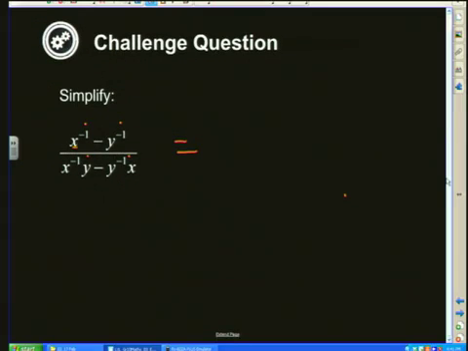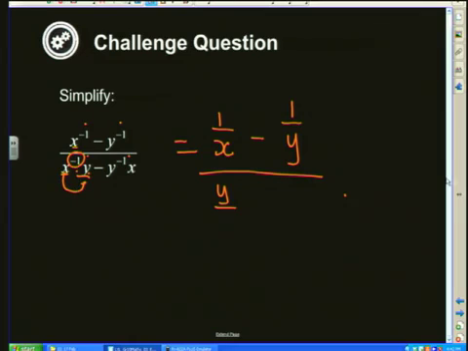I can rewrite x to the power of negative 1 as 1 over x, minus y to the power of negative 1 is 1 over y. And then that's all divided by x to the minus 1 times y. Now this is where, guys, you need to understand your concept. The y is going to stay in the numerator of this division, and the x to the negative 1, which we want to change from negative 1 to positive 1, is going to move to the denominator.